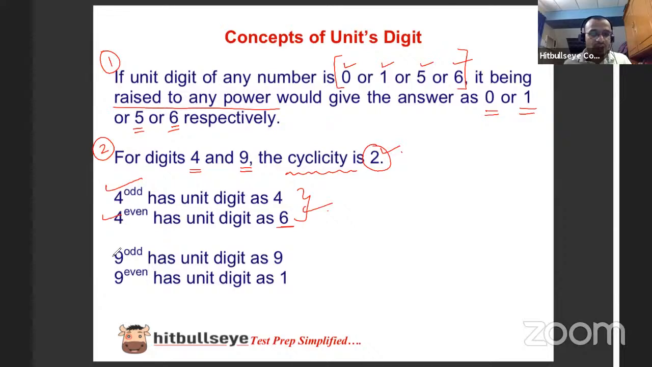Similarly, for 9, 9 raised to an odd power is 9, and 9 raised to an even power is 1. 9 into 9 is 81. 1 into 9 is again 9. So again my cyclicity is 2, and I will be getting the third power again as 9. So here the cyclicity is 2 for 4 and 9. Please check and note this down, and please confirm in the chat window once you have noted this down.